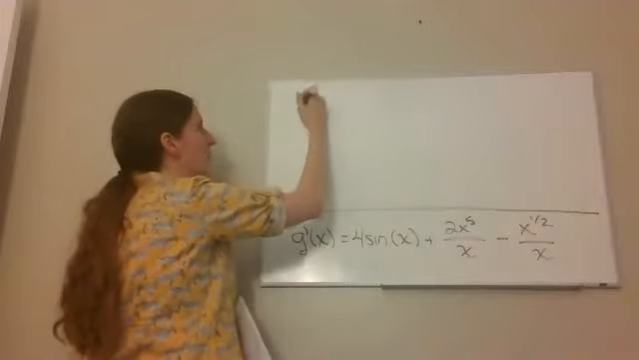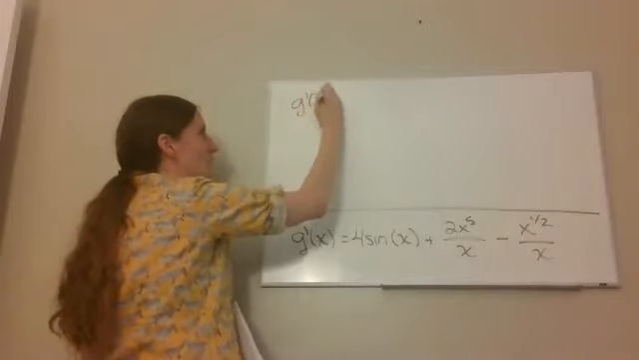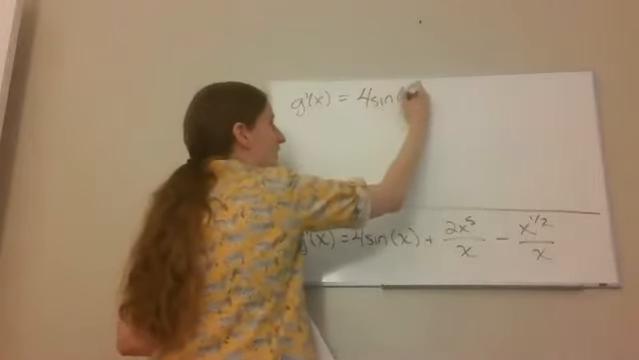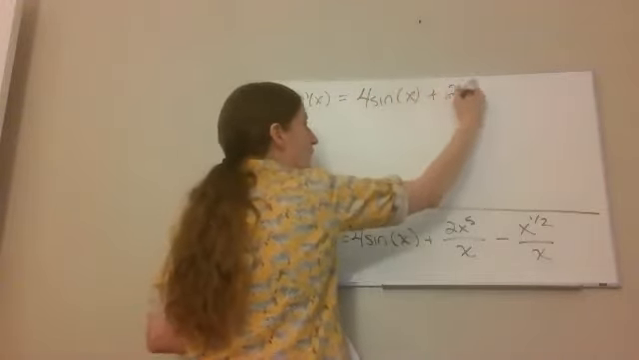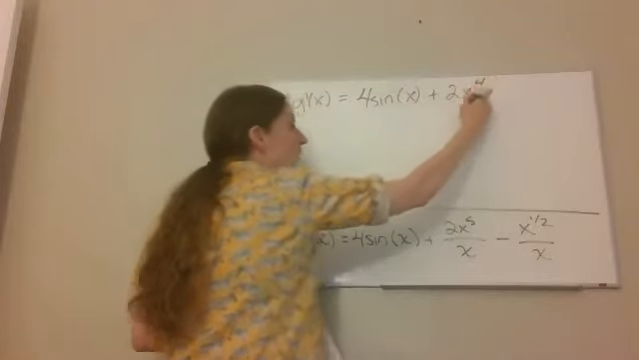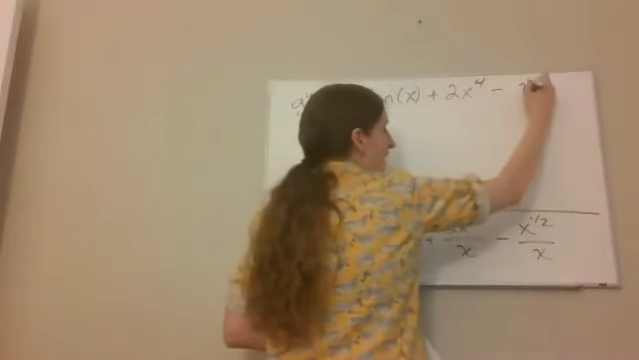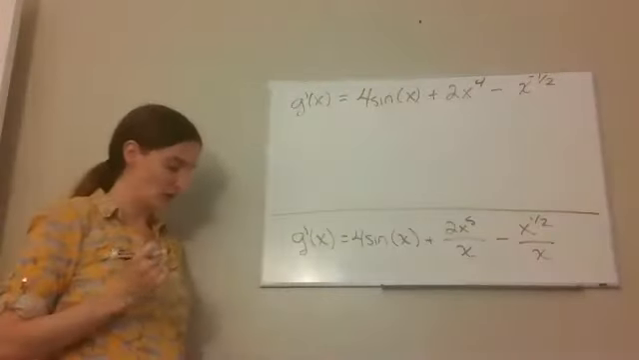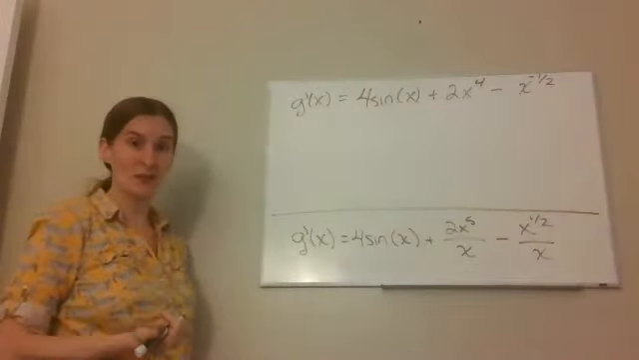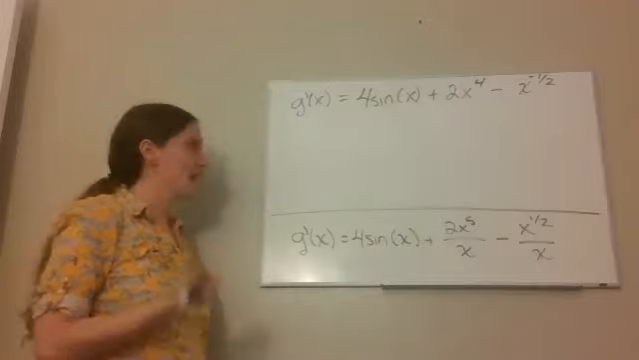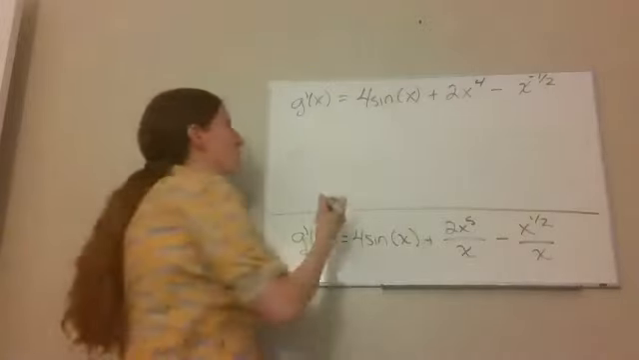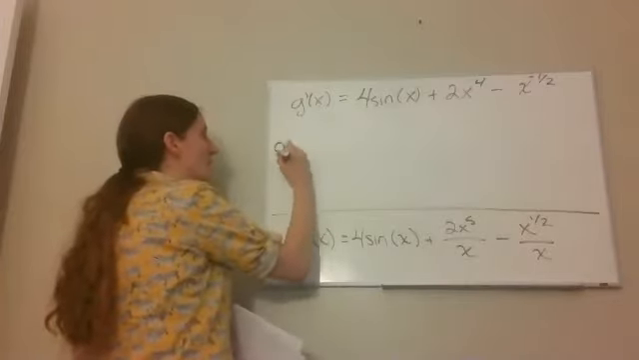Simplifying those fractions, we get that the derivative looks like 4 sine x plus 2x to the 4th minus an x to the negative 1/2 power. And I got those just by subtracting the exponents. Now I'm ready to find the antiderivative of g prime, which would just be g.